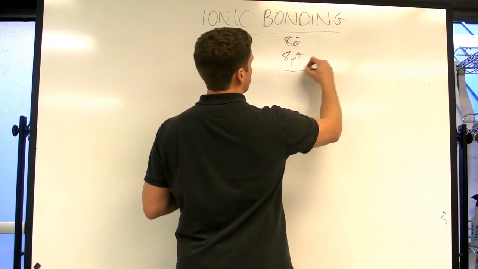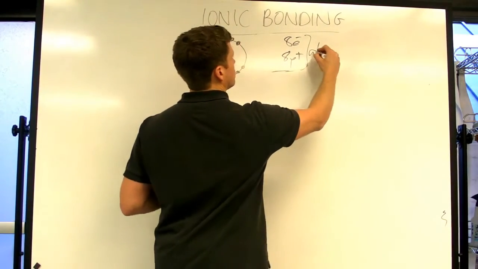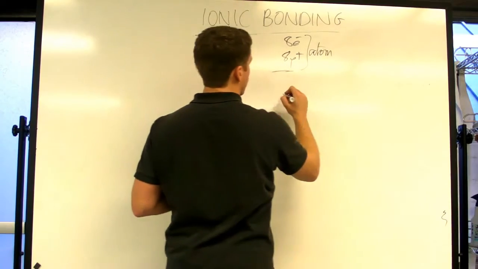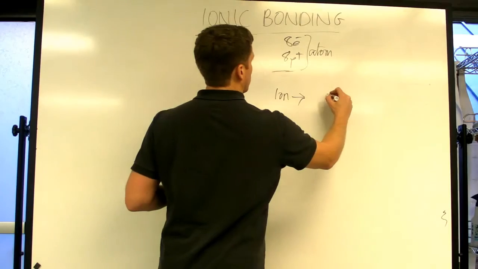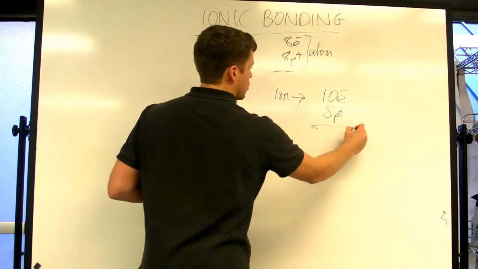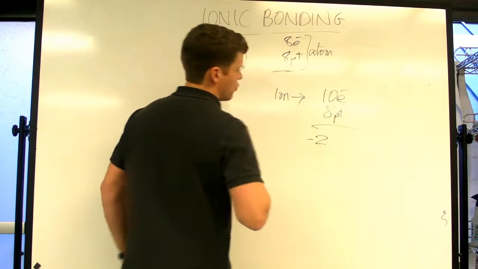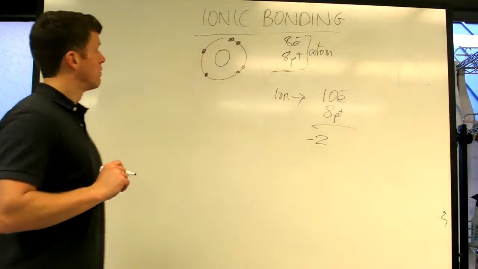So this is the atom. Should have kept that writing up there. So if it gains 2, it'll have 10 electrons and 8 protons. So the charge is going to be 2-, because it's got 2 more negative charges than positive charges.